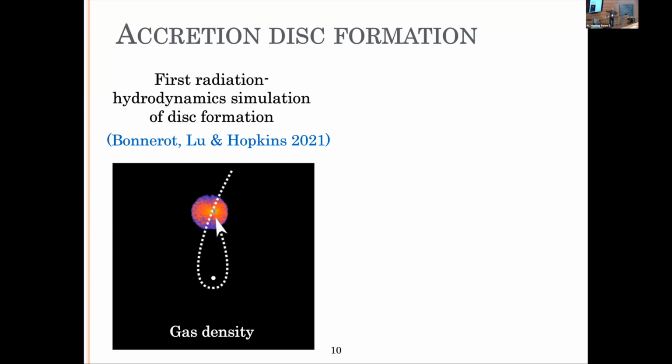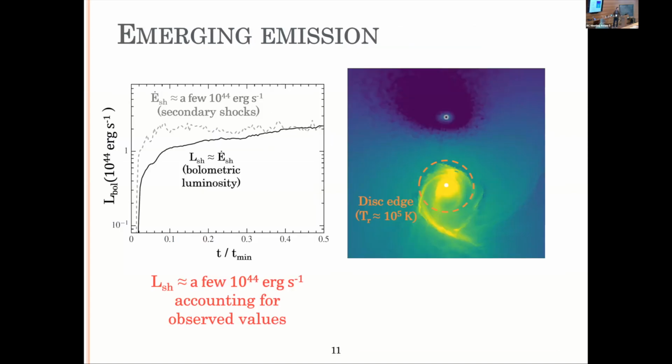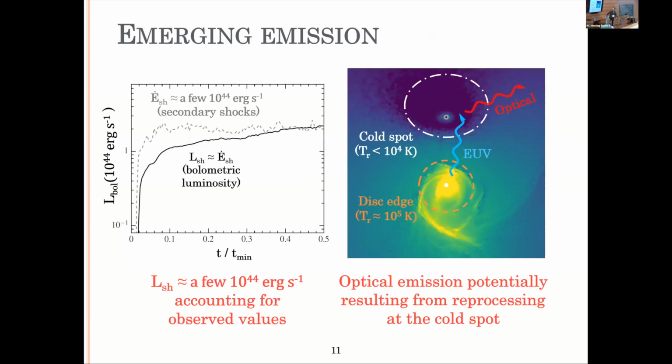And this picture, having the outflow continuously launched, will break that. Yeah. And I'll just give the last slide. So the main conclusion is that we can obtain the bolometric luminosity from the simulation, and we find that it's reaching up to a few 10^44 erg per second. That's the black line. And that's encouraging because it accounts for observed values.